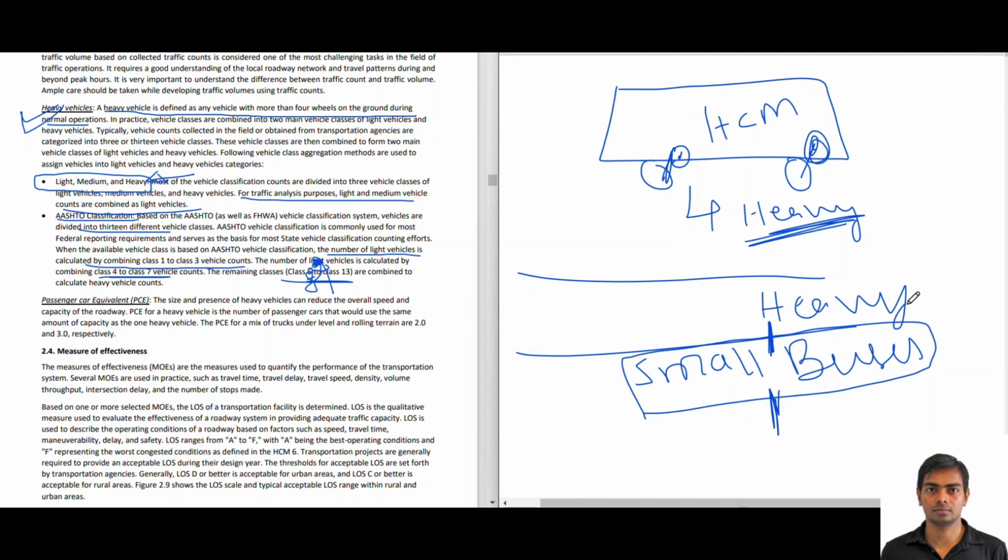So the definition of heavy changes based on what kind of purpose we have, what kind of software we are using, and how much influence that vehicle has on the overall traffic.